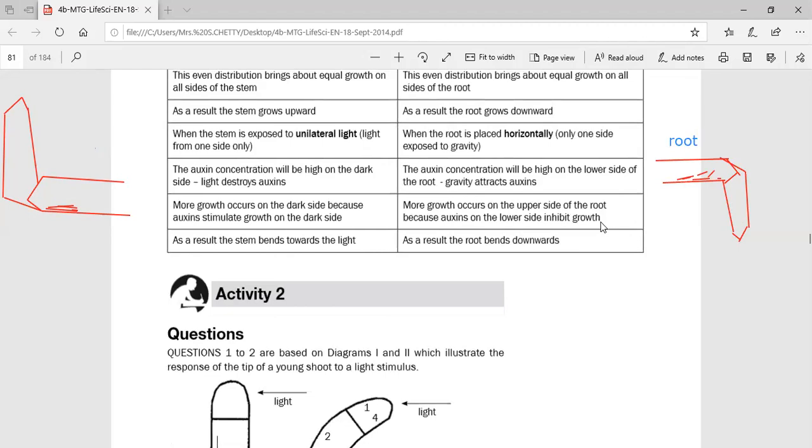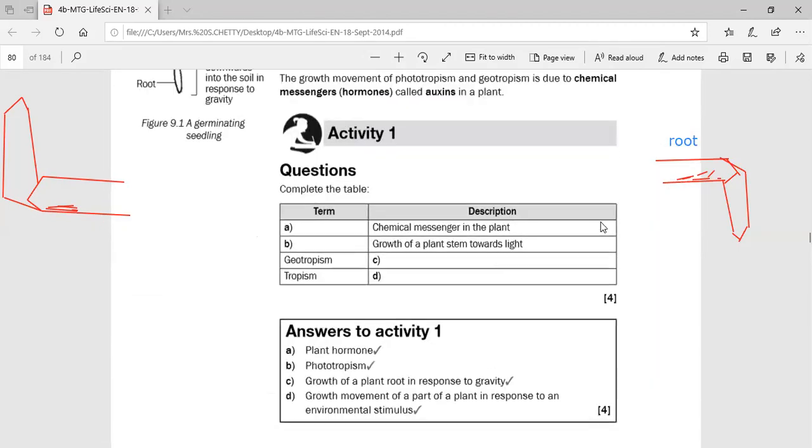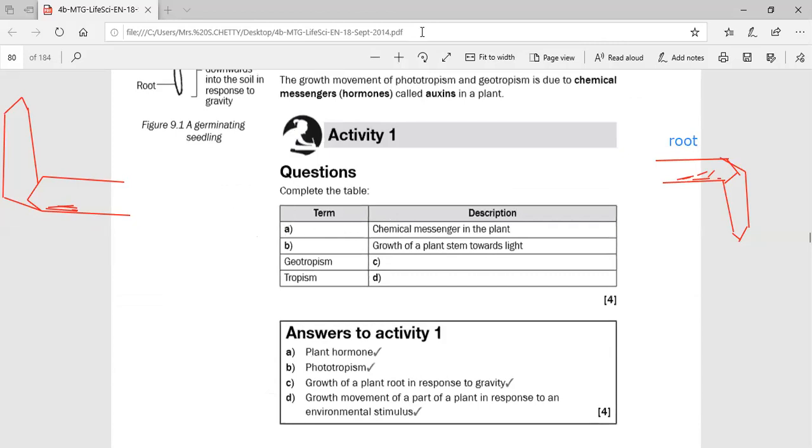And the last part of the role of auxins is the role of auxins in what they call apical dominance. They normally ask this of you in more than one way, you know. Apical dominance is where the auxins at the tip of the stem regulate the growth of the lateral buds. Apical dominance. It regulates the growth of the lateral buds.